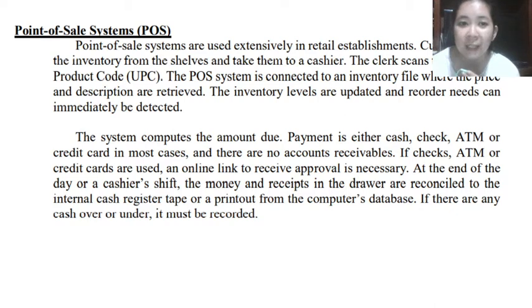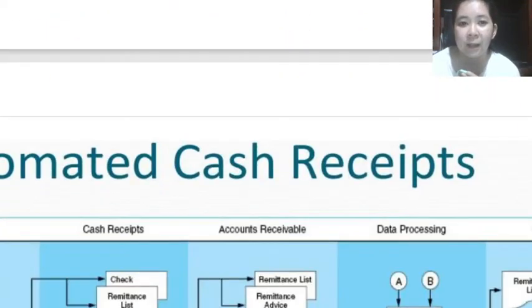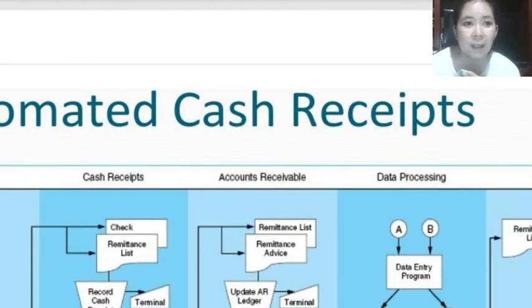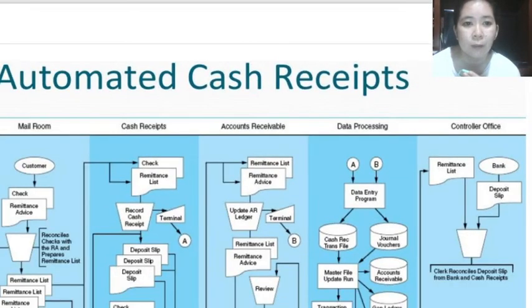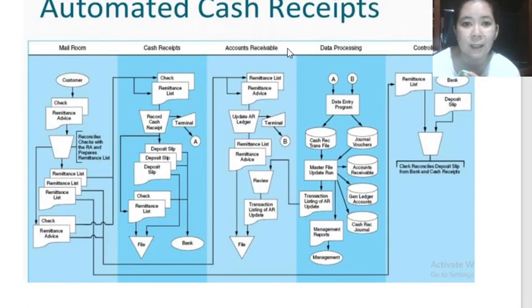So if there are any cash over or under, it must be recorded. So this is how internal control is imposed in a POS. Okay. So we have here an example also of an automated cash receipt.